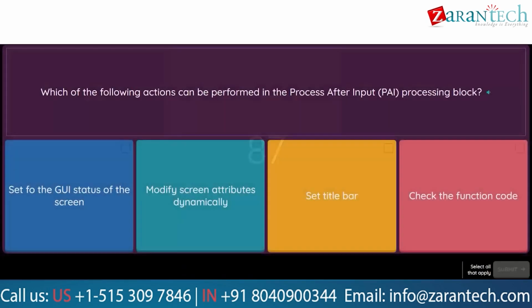Question: which of the following actions can be performed in the process after input, PAI, processing block? Option 1, set the GUI status of the screen. Option 2, modify screen attributes dynamically. Option 3, set title bar. Option 4, check the function code.